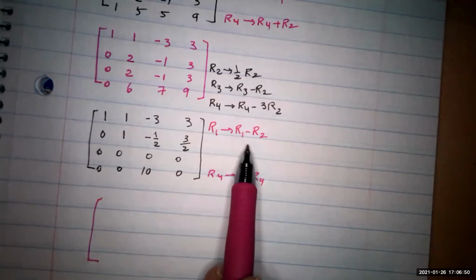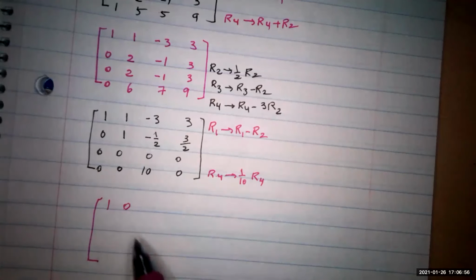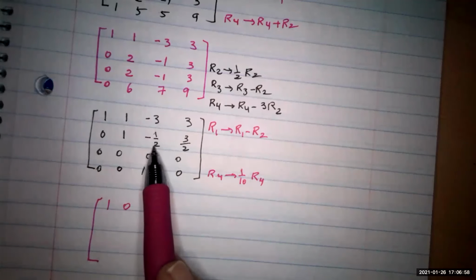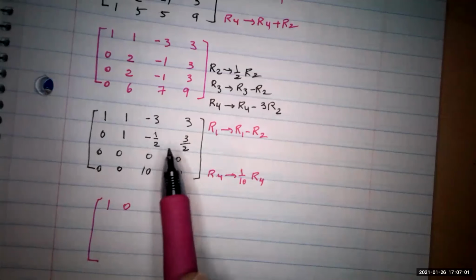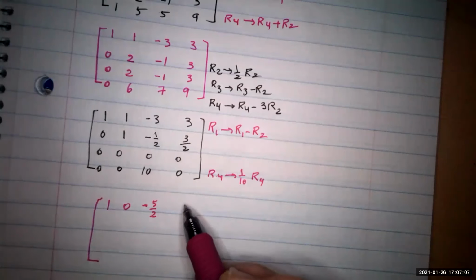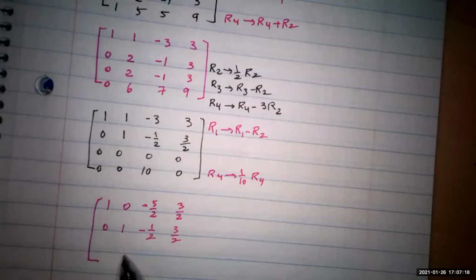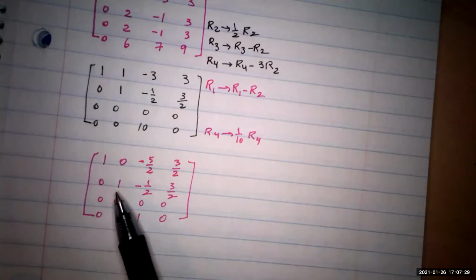So R1 minus R2, so that gives you 1, 0. Okay, it's going to be -3 and plus half, so that gives you -5/2, and this would be 3/2. Okay, the second one is going to be unchanged, 0, 1, -1/2, and the 3/2. And this is just 0, 0, 0, 0, and you have the 0, 0, 1, 0. Okay, so we are fine with the second column.